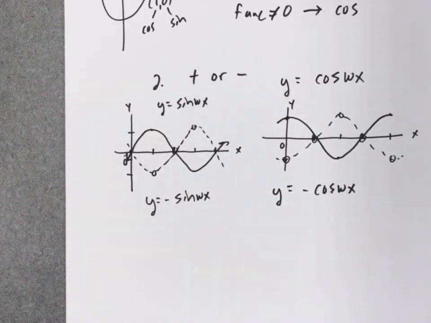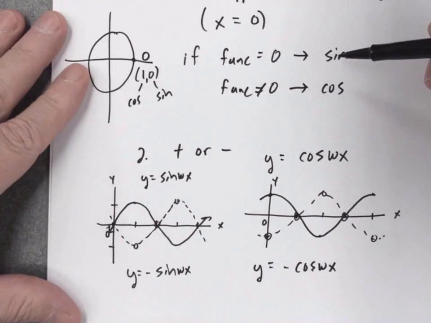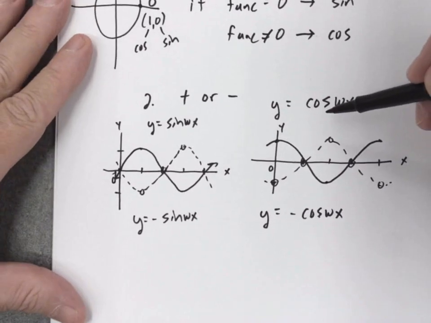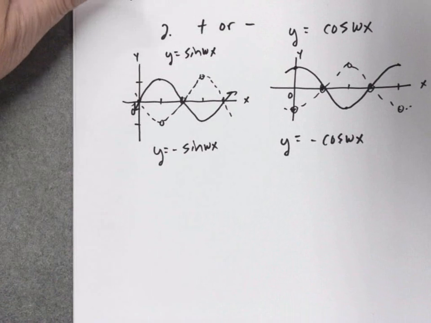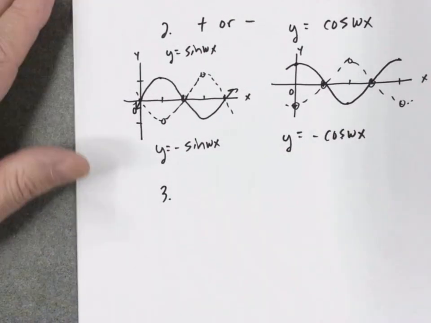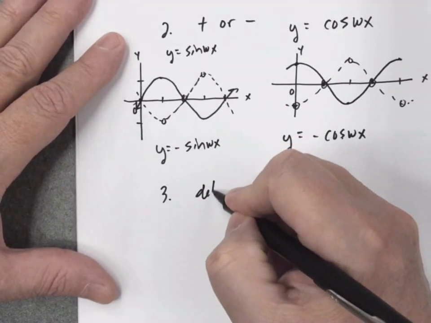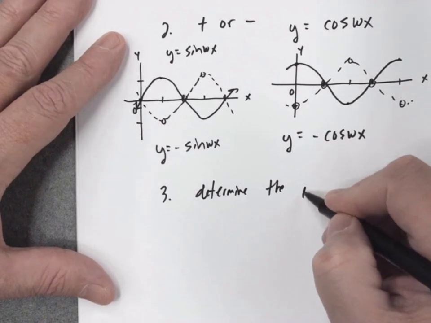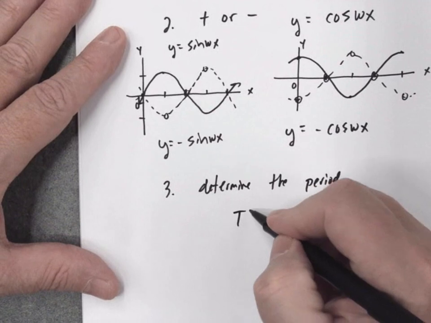So 3 things to check so far. Both of them occur when the angle is 0. We can right away check whether we have a sine or cosine, and then we can see if we have a positive or negative in front. And then there's only one more thing to check, and once you check this, you will be able to figure out which graph is correct. You simply determine the period. Remember, the period is T.